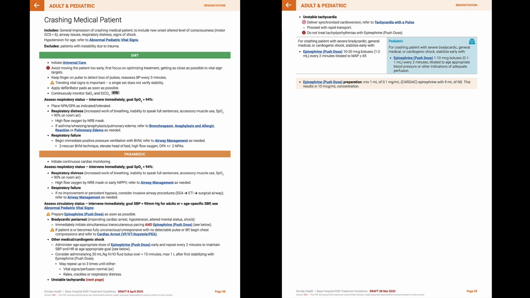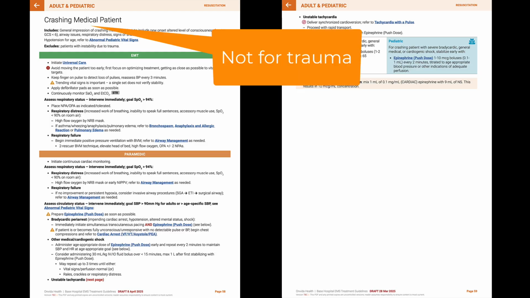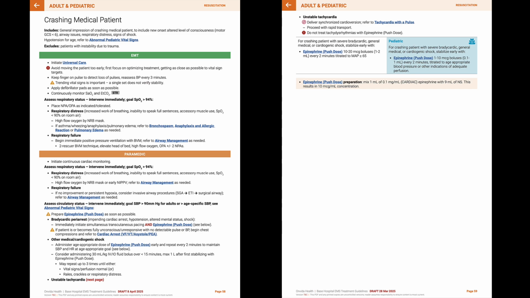This is the first guideline in the resuscitation section. New this year, we've developed this guideline to help you manage a crashing medical patient. A crashing patient is one who is rapidly deteriorating into cardiac arrest within the next few seconds or minutes and who demands swift, decisive, and coordinated action. This action needs to be so well understood and rehearsed that it essentially becomes reflexive.